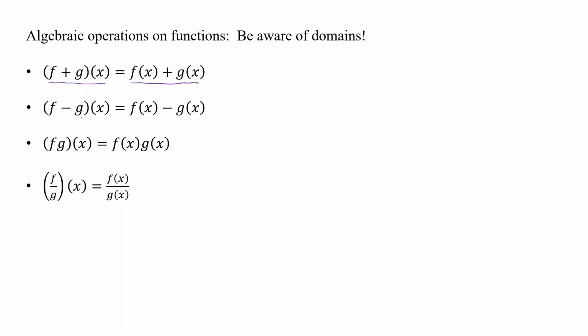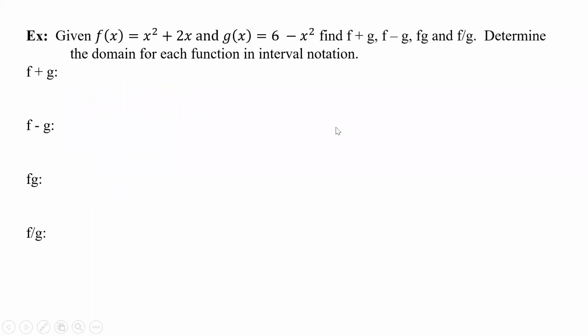Same goes with the f minus g of x. That's just f of x minus g of x. And then we have f times g of x. Well, that's just f of x times g of x. And finally, f divided by g of x is just the f of x divided by the g of x. And we just plug in whatever the functions f of x and g of x are, and we simplify as needed. And again, we need to be aware of those domains.